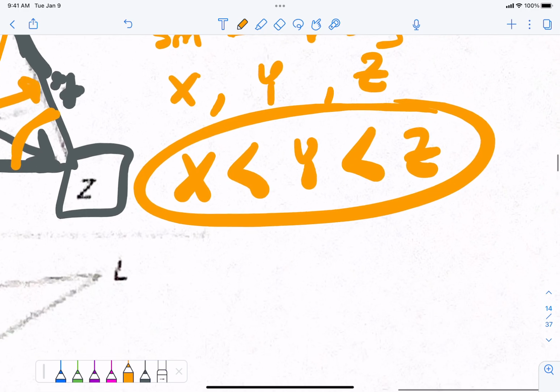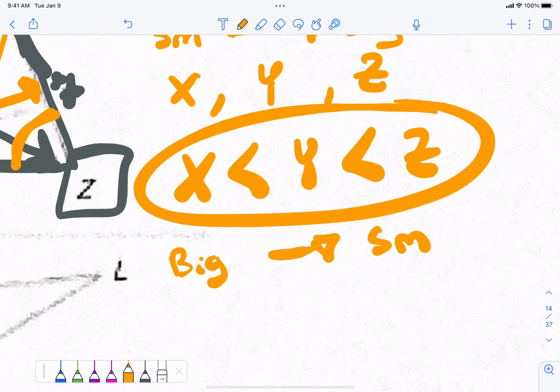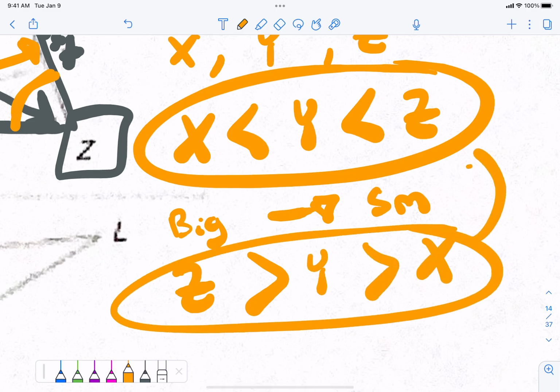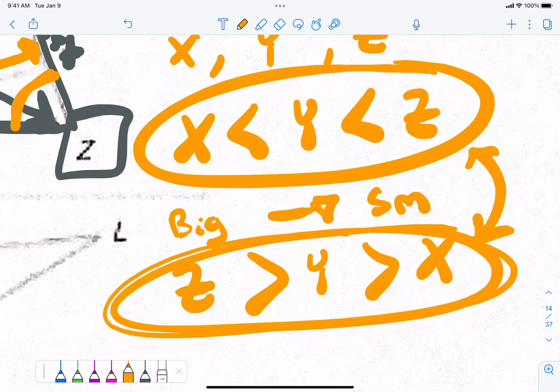Now, let's say they go big to small instead. Big first, small last. Z is going to go here, and Z will be greater than Y, which is greater than X. It's the same thing, but flipped around. These two mean the same thing, right? So if they tell me big to small, I'm going to use these symbols: Z is bigger than Y, which is bigger than X, yeah? Does that make sense? Okay?